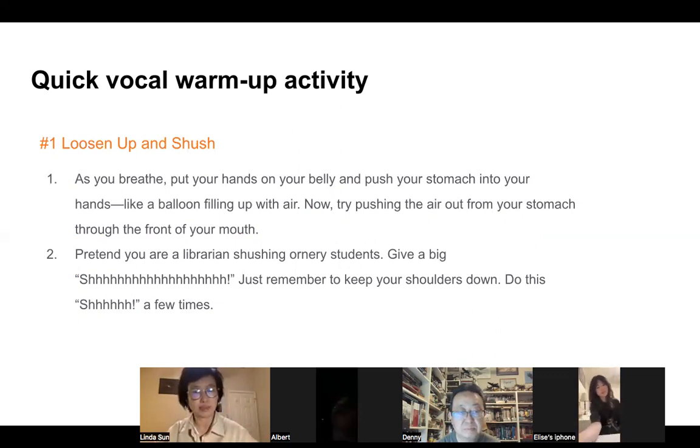So we're going to breathe in, but you see, when I'm breathing, I was raising my shoulders, so we don't want to do that. So try to put your hands on your belly and push your stomach into your hand when you breathe. So when we breathe in, it's like a balloon filling up with air. So we're going to breathe in with your nose, fill up your stomach with air. Your stomach is like a balloon. Now, breathe out with your mouth.